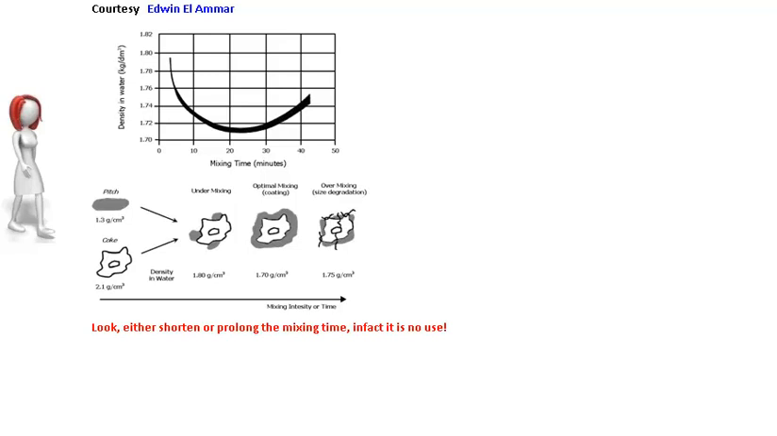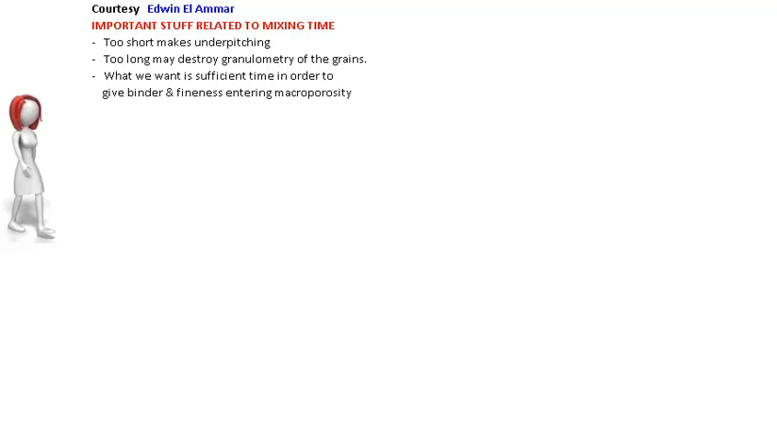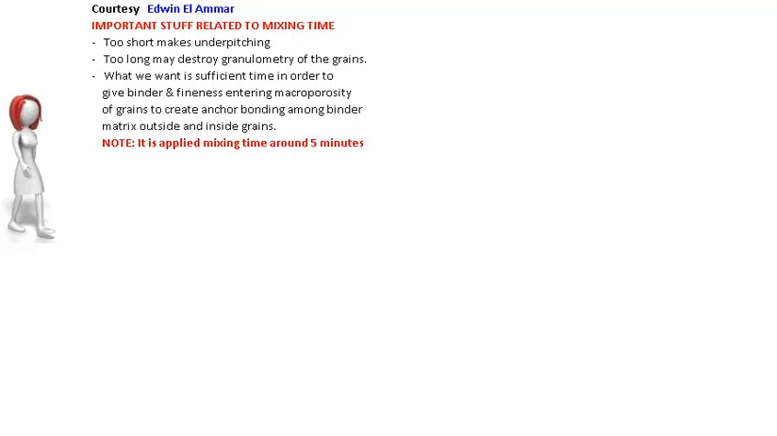Look, either shortening or prolonging the mixing time is in fact of no use. Important points related to mixing time: too short makes underpitching, too long may destroy the granulometry of the grains. What we want is sufficient time to give binder and fineness, centering on the macroporosity of grains to create anchor bonding among the binder matrix outside and inside the grains. Note, a mixing time of around 5 minutes is applied.